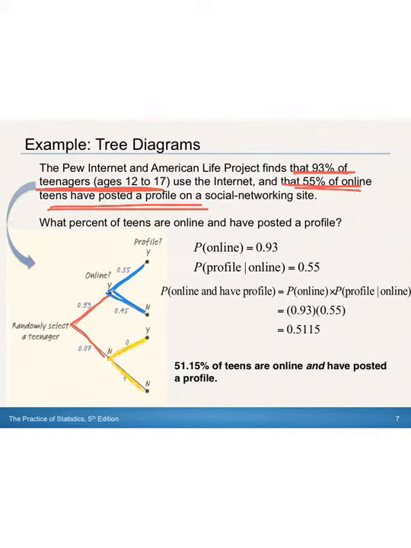So the branches in each part of a tree diagram have to equal 100%. And then since we're looking at the probability of both things happening, we're going to look right here on this part of the tree diagram. The probability that they're online is 93%. And the probability that they have a profile given that they're online is 0.55. And then you're going to multiply them. So this is the probability that teens are online and have posted a profile. So that's how you use a tree diagram to help you there.